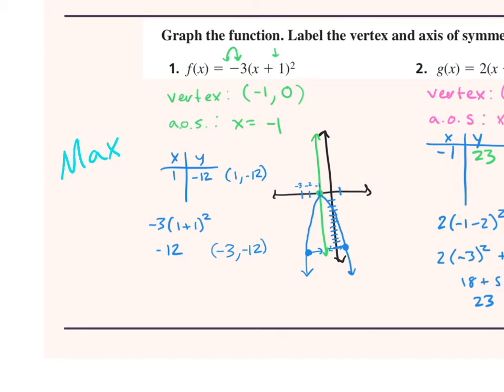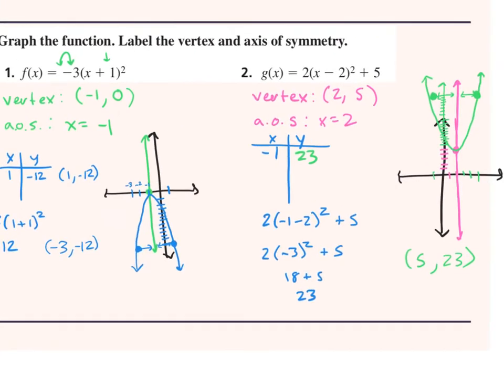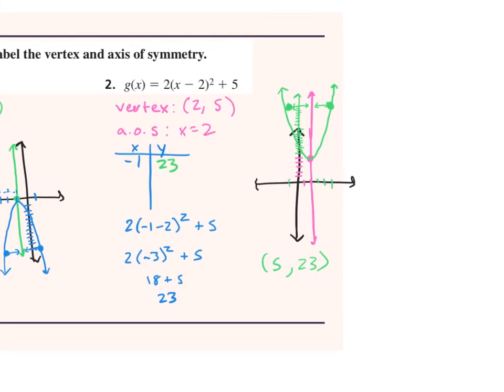What is our maximum value? -1, 0. So our maximum is just the y value. 0. Perfect. And then number 2, do we have a max or min here? Minimum. A minimum. And what's our minimum value? 5. Awesome.